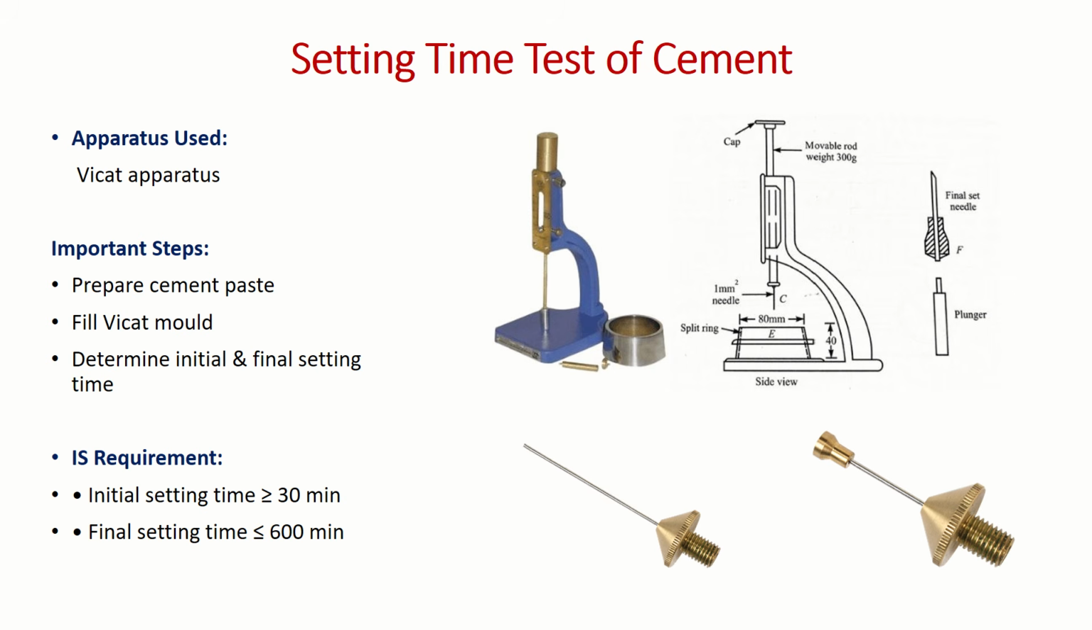Now, to test the final setting time, we are using a needle of 5 mm diameter at the tip, and that reading is normally taken after 10 hours, meaning 600 minutes. Whenever we test for final setting time, the needle should not penetrate into the sample. Only an impression of the needle should be found on the sample, and then we can say that the sample is finally set.